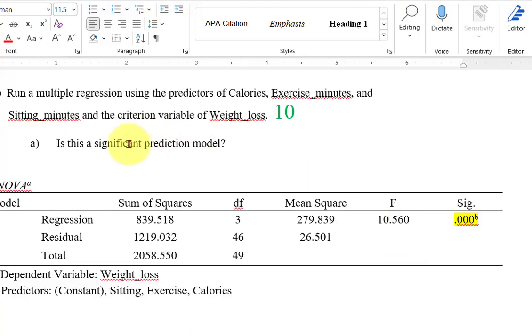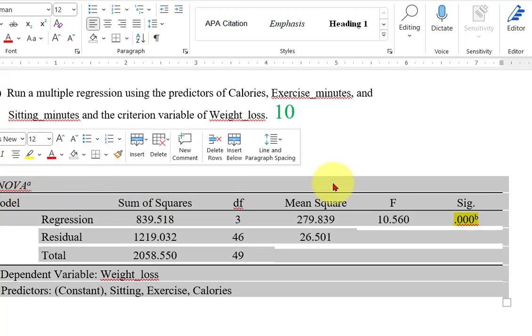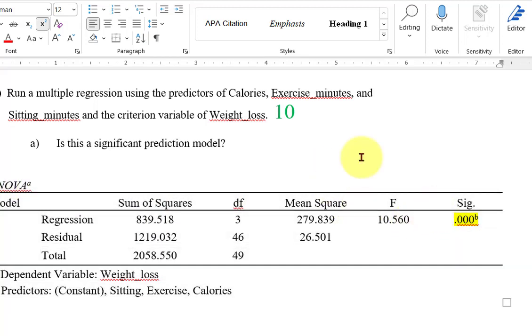Was it a significant model? Yes, it was. What that means is the ANOVA is significant. So if the ANOVA is significant, the model is significant. That's all you need to know, and yes, it is significant. And so what that means is at least one of these variables, either calories, exercise, or sitting, is a significant predictor of weight loss. It could be two of them, could be all three of them, but at least one is. That's all we need to know.